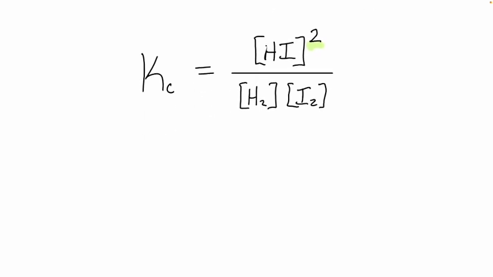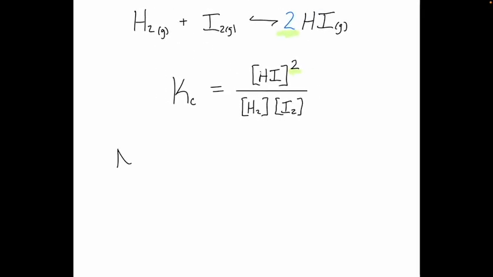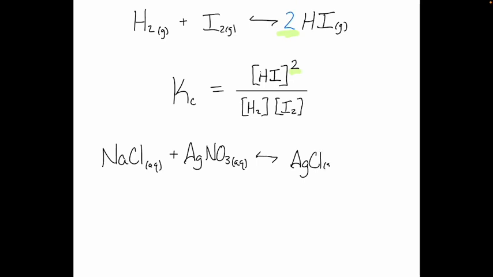All right, so let's look at another one real quick. If we take aqueous sodium chloride and aqueous silver nitrate. Y'all talked about precipitation reactions in 1A. This one will form a precipitate, where I get solid silver chloride and aqueous sodium nitrate.